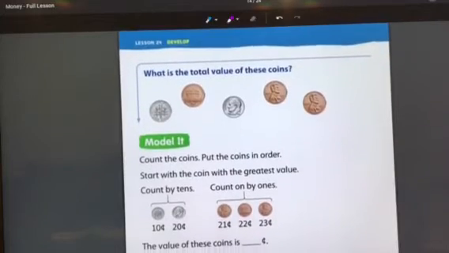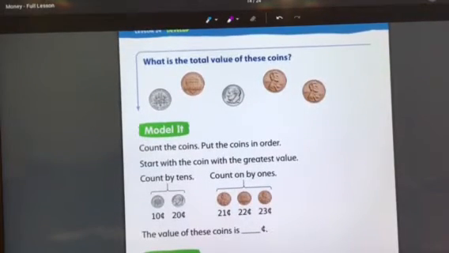Okay, flip your paper over. And as you can see, it asks the same question. It's going to ask how we did it is similar to the model it. So it says, what is the total value of these coins? It's the same coins as the other side. And it shows exactly what we just did. It says count the coins. Put the coins in order. We did that also on the other side.